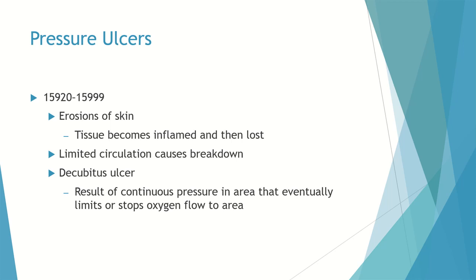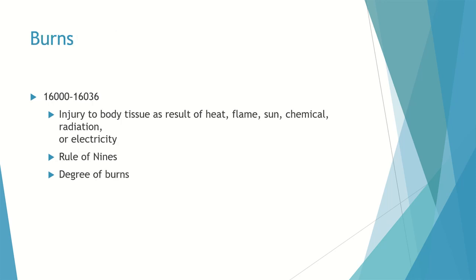But if you ever have to code one, make sure that you have the size more than anything. Make sure you have the size in centimeters. Burns, 16000 to 16036. This is injury to body tissue as a result of heat, flame, sun, chemical, radiation, or electricity. Remember the rule of nines and the degree of burn. You have to know the degree.